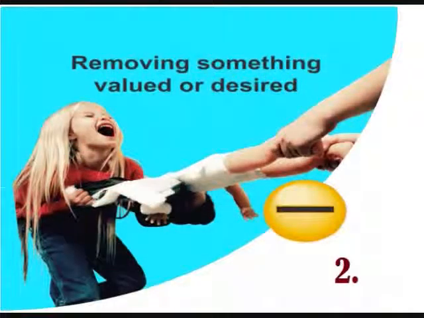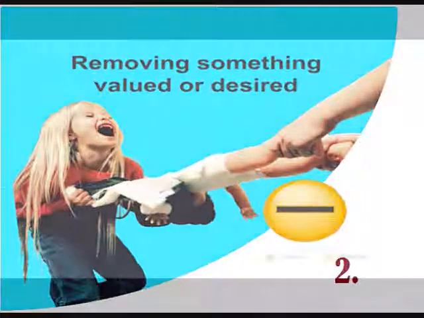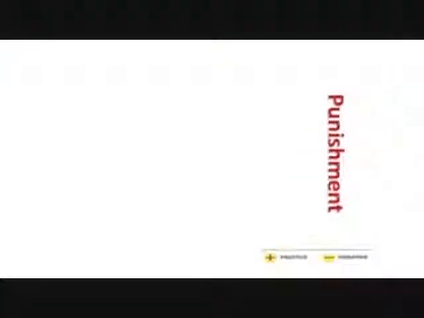2. Negative punisher. This is also known as punishment by removal. It occurs when a favorable event or outcome is removed after behavior occurs. It is a stimulus that weakens a response by removing a positive stimulus. In the picture, the doll is taken away from the child because she was disobedient.